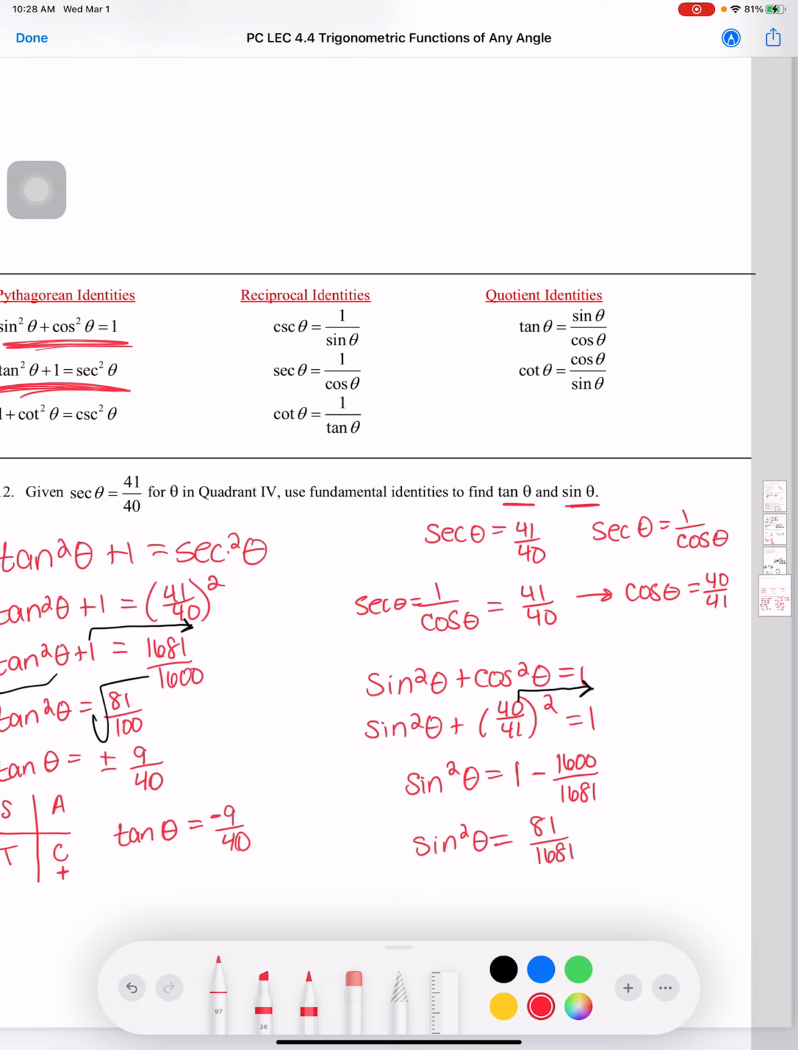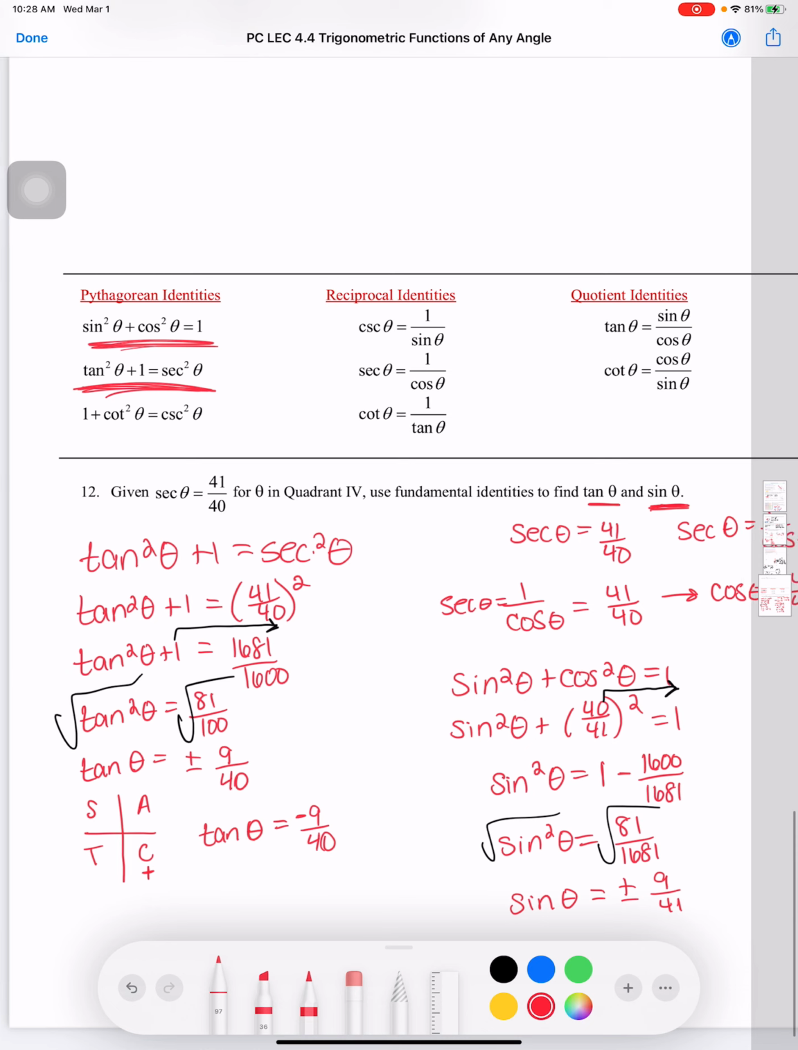And just as we did earlier, I don't want to know what sine squared is. I want simply sine. So then we can take the square root of both sides, and what that gives me is sine theta is equal to positive and negative 9 over 41.